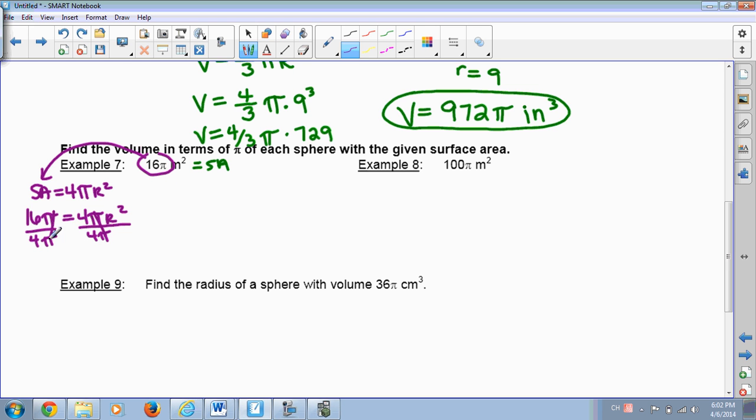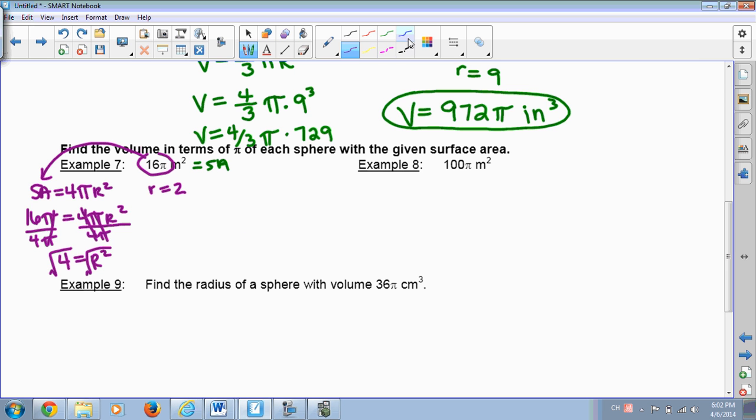The pi's cancel on both sides, the 4's cancel on the right, and then we have 16 divided by 4 on the left, which is 4, and that's equal to r squared. Well, that's easy, because if r squared is 4, then the square root of 4, our radius, is 2. Okay, but we're not done yet because it's asking us to find the volume.